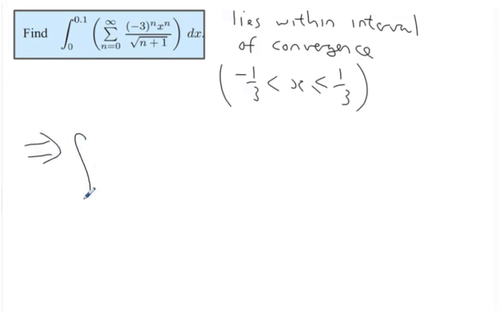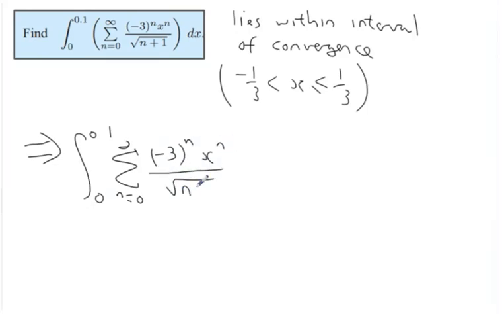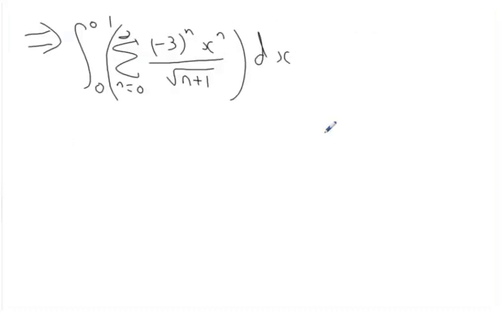So the integral from x equals 0 to 0.1 of this particular series, the series from n equals 0 to infinity of (-3)^n x^n over the square root of n plus 1 dx, that's going to be equal to the series of the integrals. So that's going to be equal to the sum from n equals 0 to infinity. What we're going to do here is integrate with respect to x.